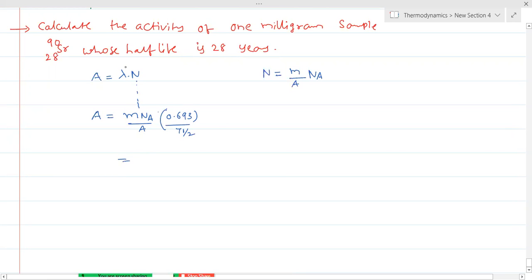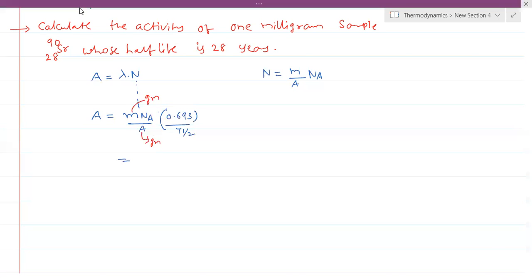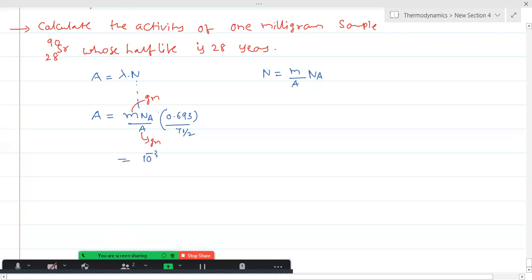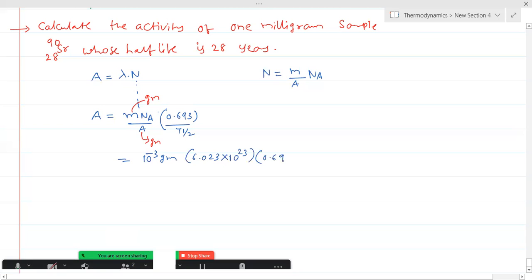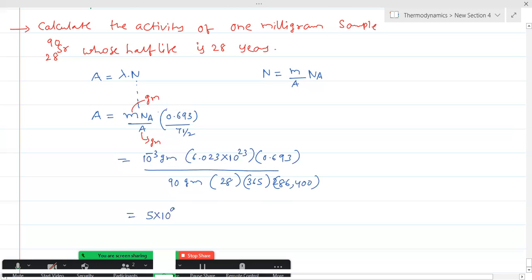The important thing is, as the mass number is expressed in grams, the given weight should also be taken in grams. Small m is 1 milligram. Avogadro number is 6.023 into 10 power 23 into 0.693 by mass number 90 grams into 28 years. For every year we have 365 days, and for every day we have 86,400 seconds. By doing this, we will get 5 into 10 power 9 disintegrations first.